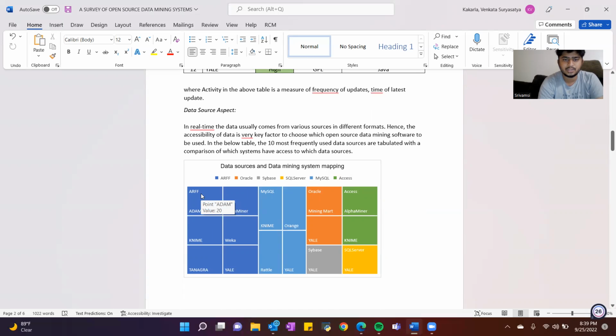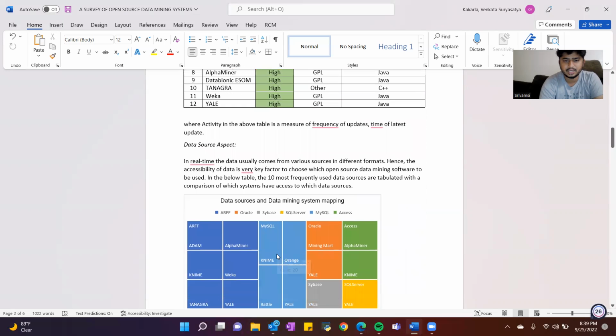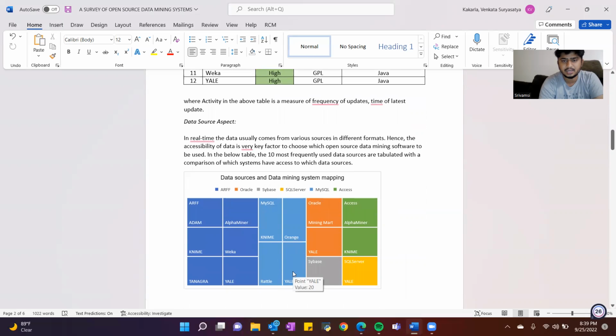Coming to ARFF, all 6 of the data mining systems come under ARFF. Coming to MySQL, there are again 4 data mining products: NIM, Orange, Rattle, and Yale. Coming to Oracle, we have Mining Mart and Yale, and for Sybase we have Yale, and SQL Server is also having Yale, and Access is also having some, like Alpha Miner. This is just a pictorial representation for our understanding, where the data source aspect is completely defined.